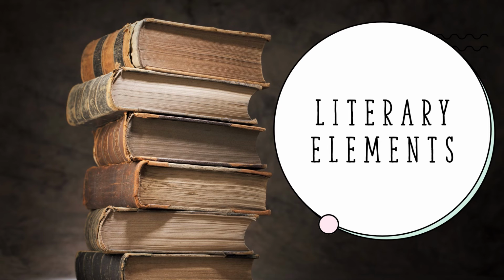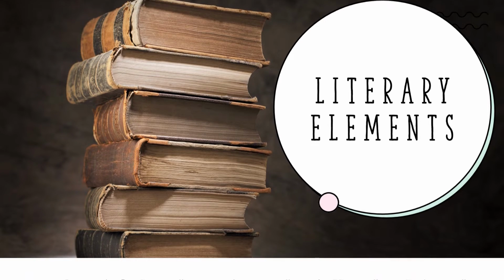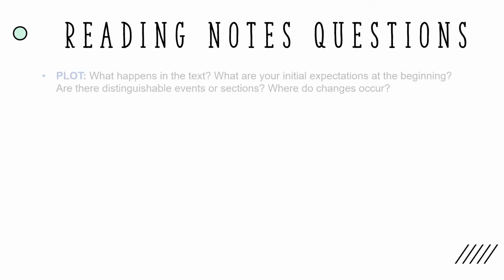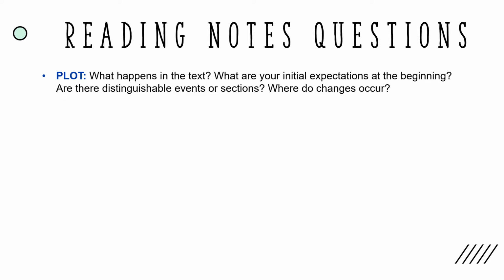In this presentation, we'll talk about a few of the most common literary elements. As you read, try to identify these elements and answer these questions about them in your reading notes. Plot. What happens in the text? What are your initial expectations at the beginning? Are there distinguishable events or sections? Where do changes occur?